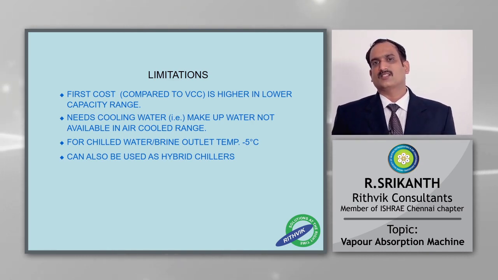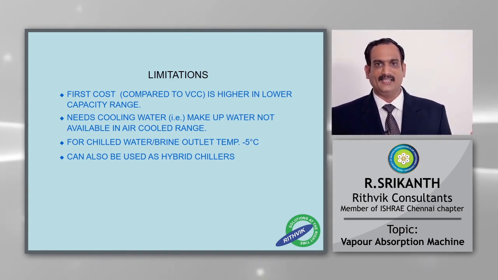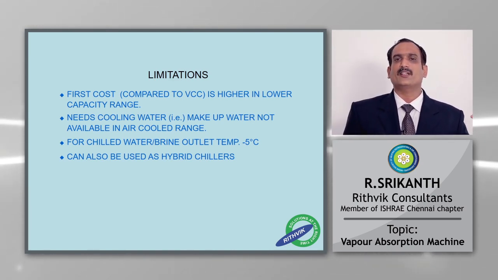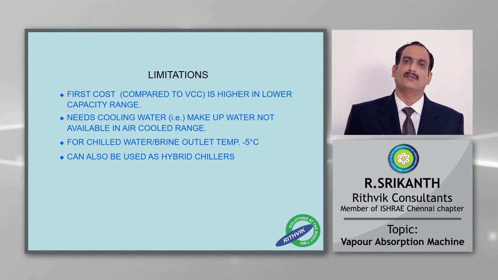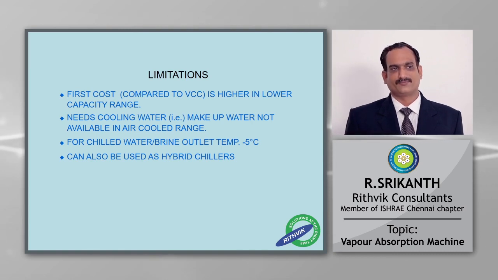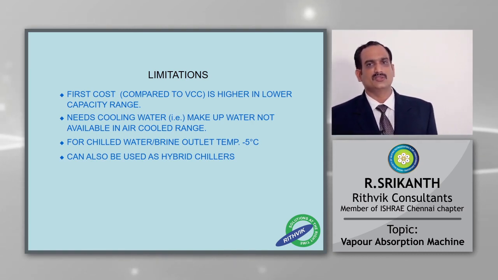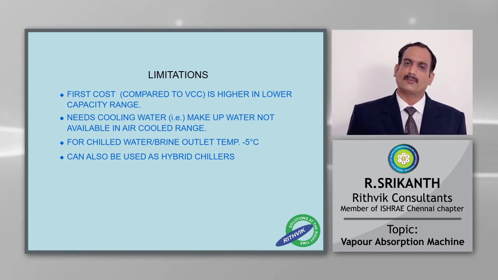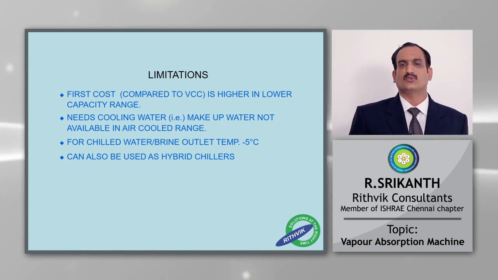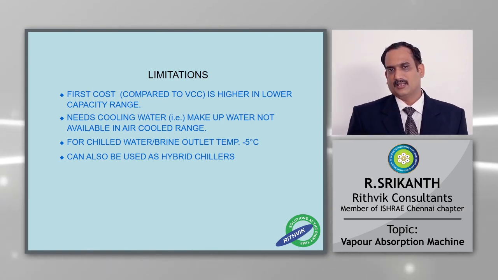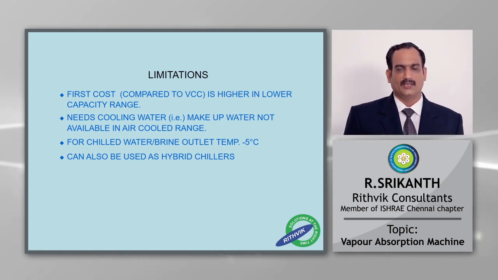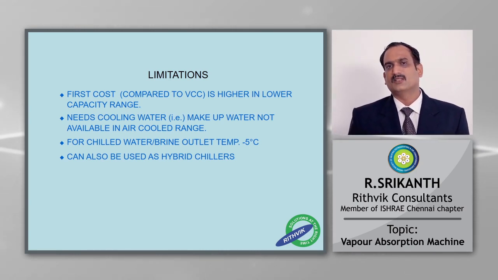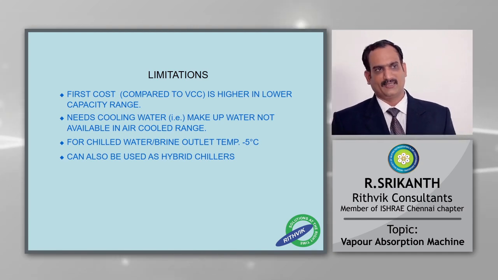Cooling water consumption is much higher compared to a compression system because the heat which is extracted also needs to be rejected to the atmosphere. So the cooling water requirement of VAM becomes much higher. VAM can also be used only down to 5 degrees centigrade or minus 5 degrees centigrade because we use water as a refrigerant. That's again a limitation. In a compression system, we can go even down to minus 20 or minus 40, whereas in a lithium bromide absorption system, the limitation is only down to minus 5.